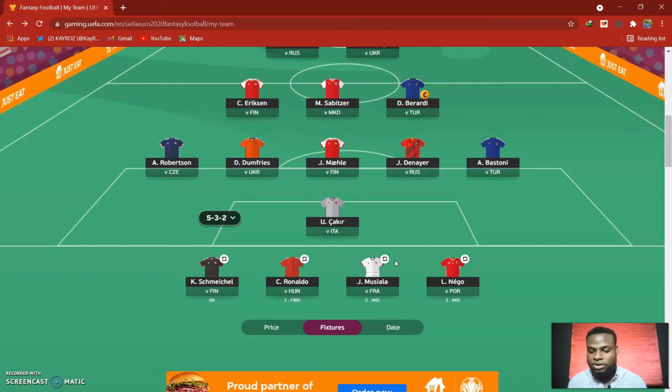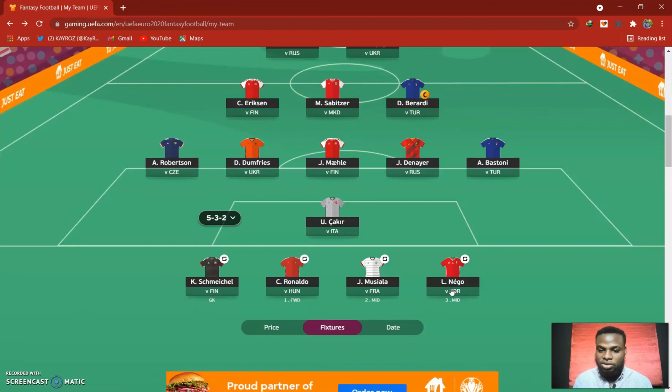And Musiala is just here as a stand-in. Like I said earlier, Berardi and Bastoni, their starting bets are not sure. So whenever I get confirmation on whoever is starting, my team will be updated, and I'll probably get funds from Musiala because it's about 5.5. So I'll probably downgrade him to a 4.5 or a 5 million priced midfielder to fund the transfer for these other players if I need to replace them.